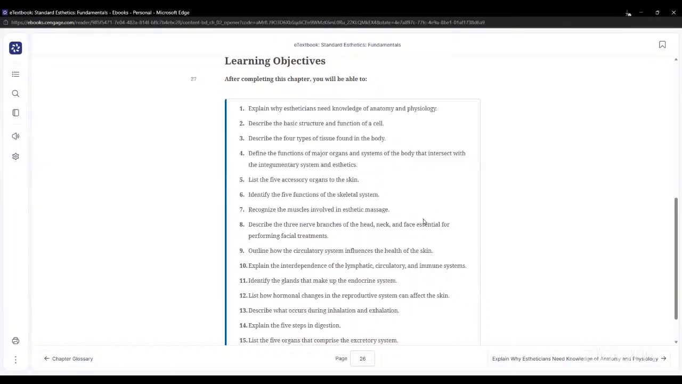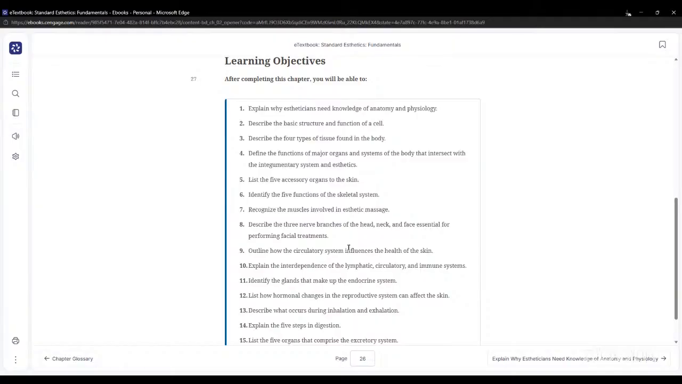When we look at massage, what muscles are involved, and also the nerve branches of the head, neck, and face that are essential for performing facial treatments, outlining how the circulatory system influences the health of the skin. We're talking about the lymphatic, circulatory, and immune systems, and we're going to look at some glands and hormonal changes. Inhaling, exhaling, looking at the respiratory system, and explaining five steps of the digestive system. All of these systems come into play when we begin to talk about the client's skin.